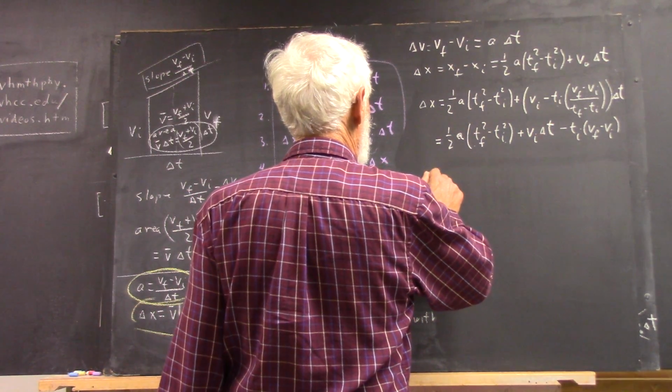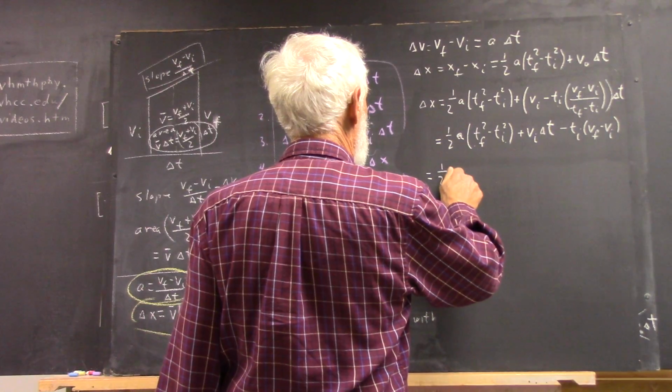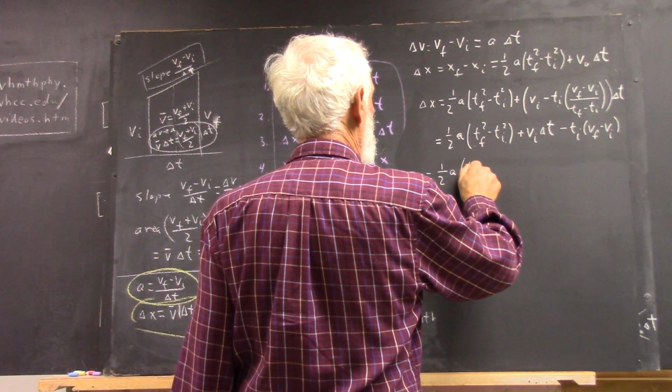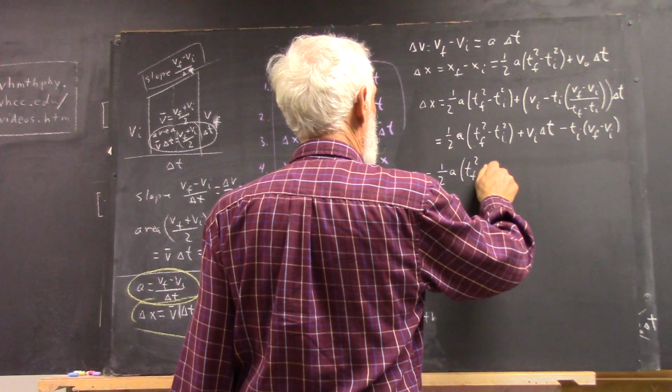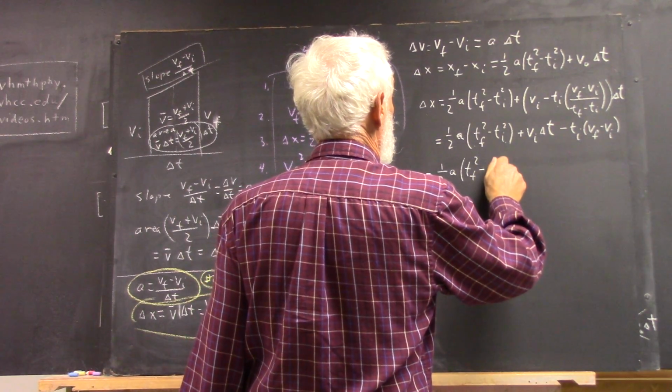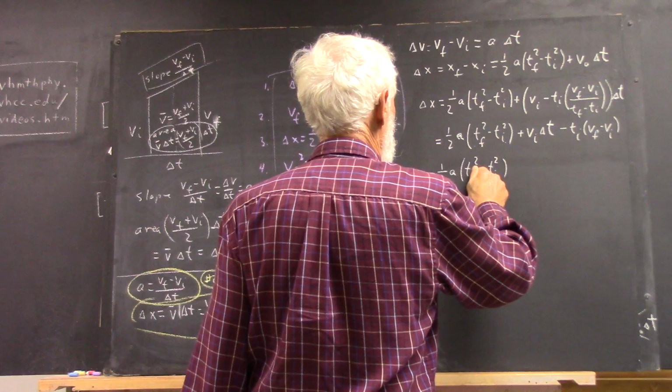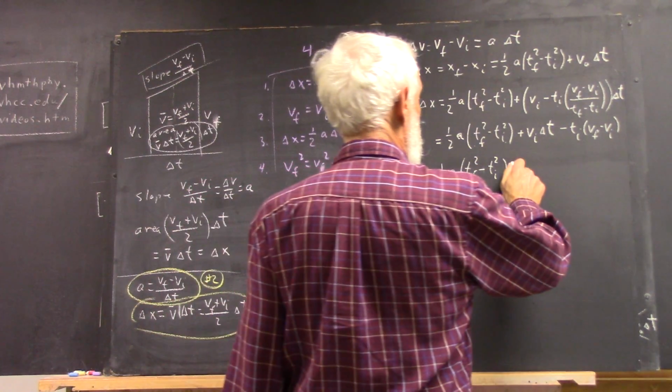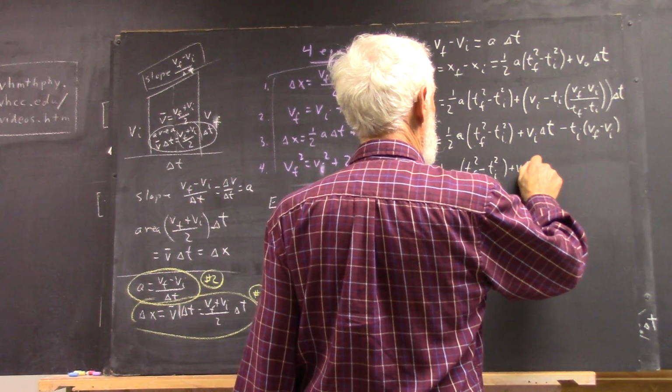Now, this is a very minor miracle, because it's really obvious if you're paying attention. Minus TI, can't talk and write at the same time apparently. Okay, we got our VI delta T, which is now okay.